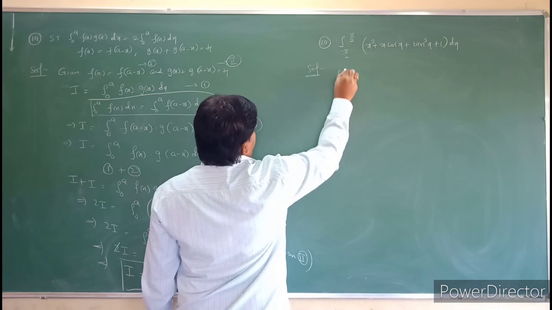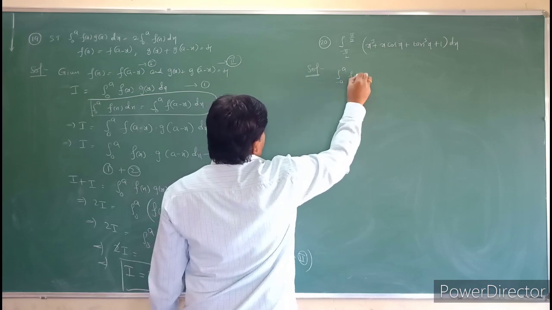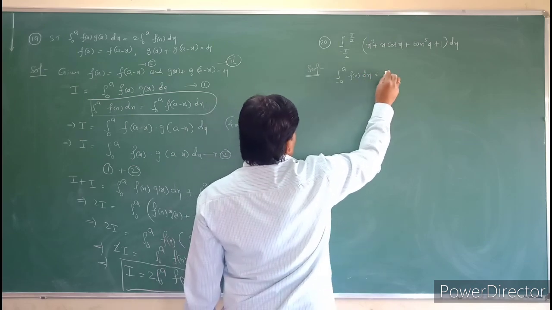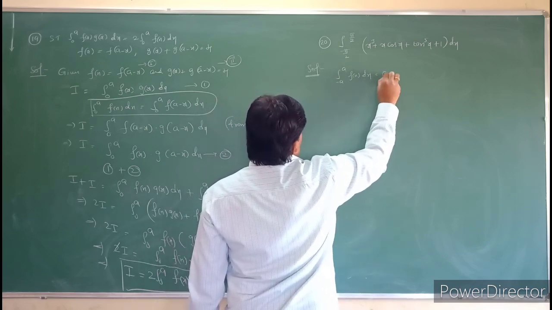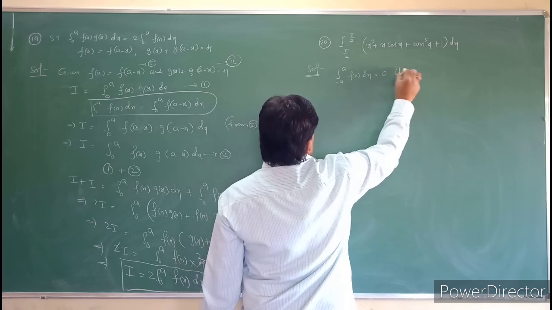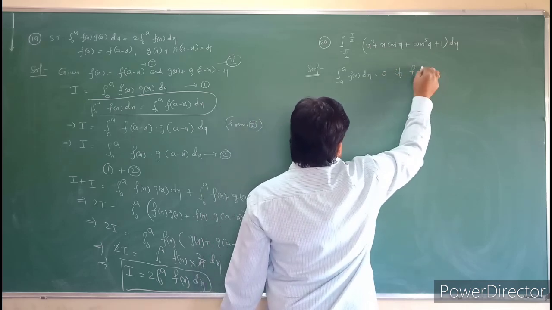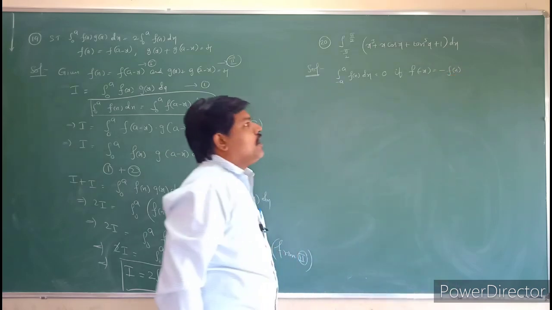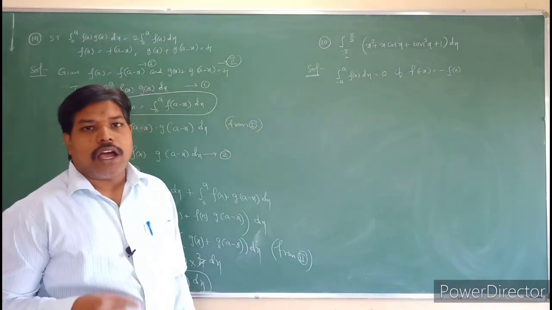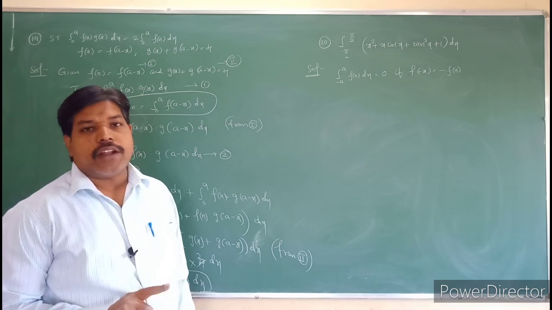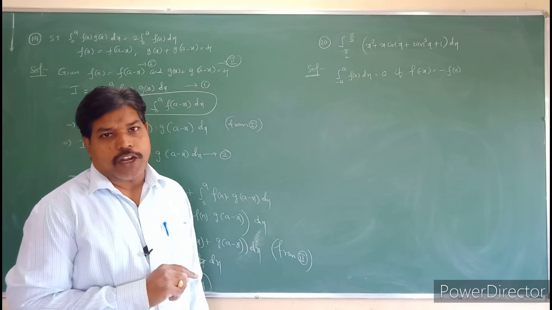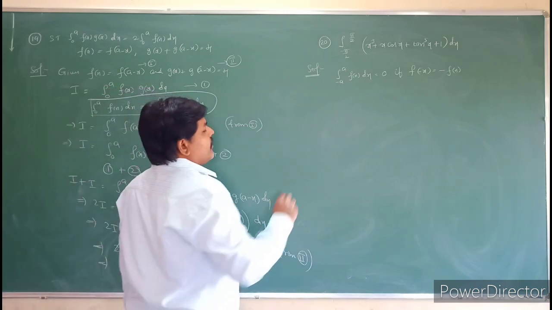Integral from minus a to a of f of x dx is equal to 0 if f of minus x is equal to minus f of x. That means if the given function is an odd function, then the integral from minus a to a of f of x dx will become 0. So what happens, students?